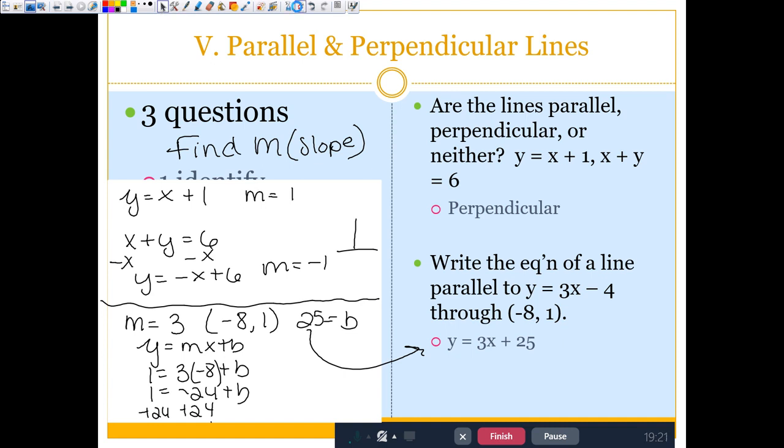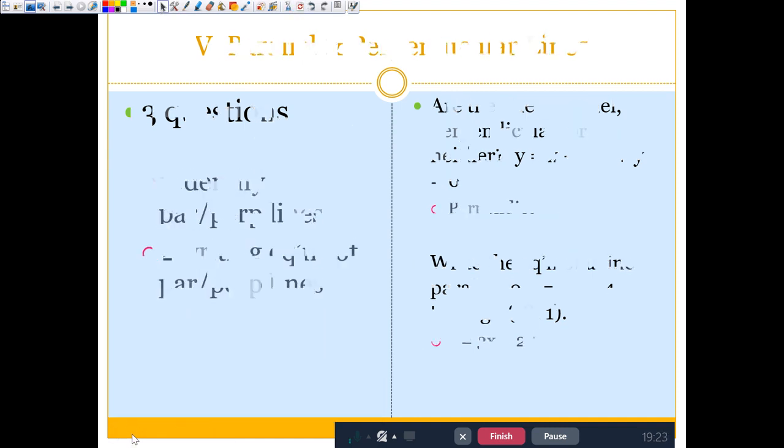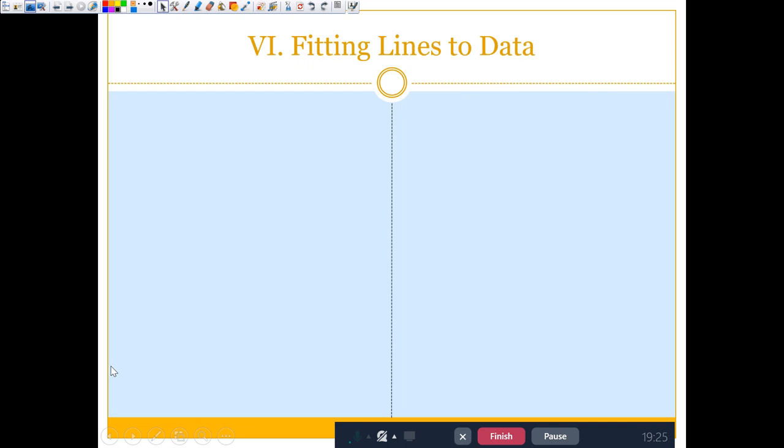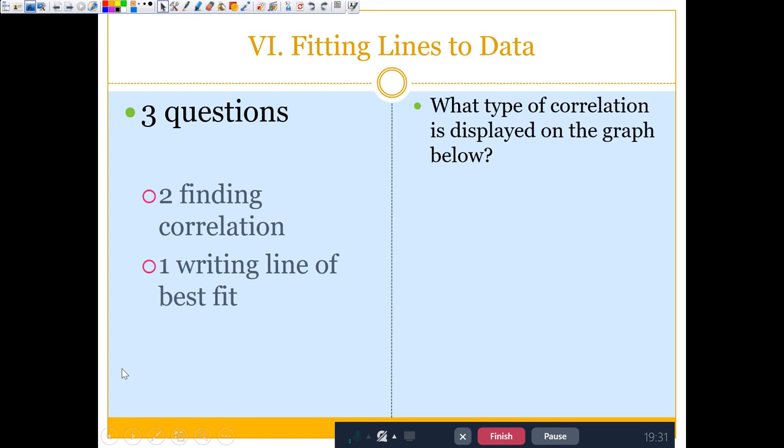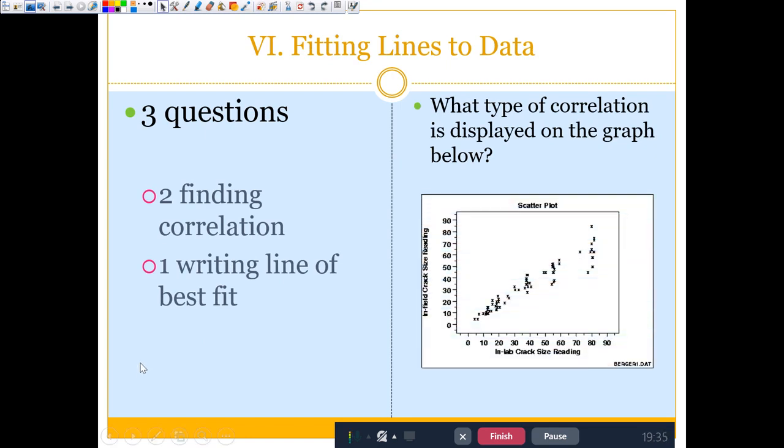Alright, there are going to be 3 questions on a line of best fit, or fitting the data. 2 questions are just asking what type of correlation it is. Is it positive, is it negative, or is it none? Those should be the easiest questions in the entire world. So what is this one? Positive. Positive.